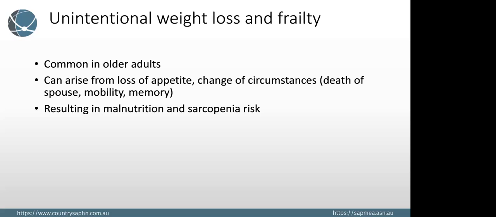All of these things can lead to this unintentional weight loss and frailty, and we do see it in a lot of different clients that we see. This can result, again, in a higher risk of malnutrition and sarcopenia, and it's, again, relatively common, unfortunately.